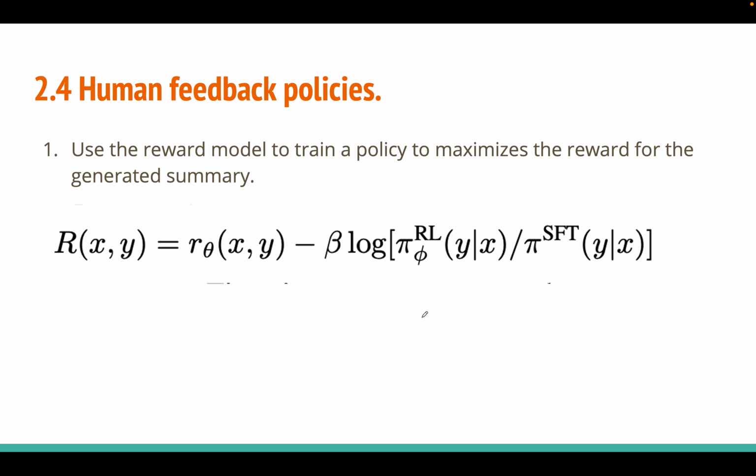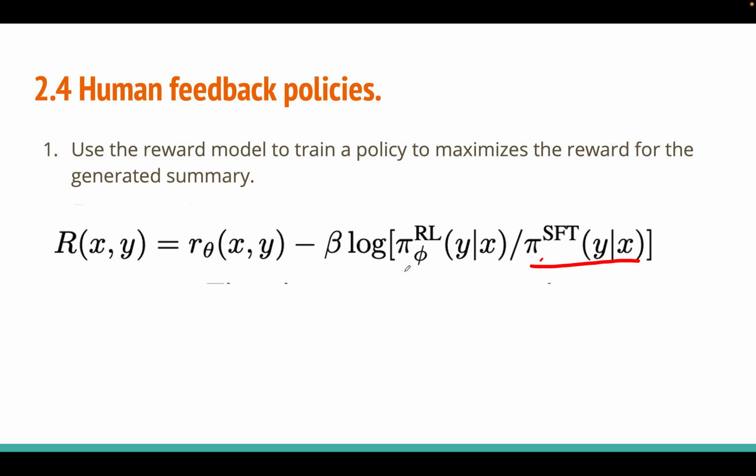Okay, so now that we have the reward model, what do we want to do? Once we have this reward model, we want to use the rewards generated by the reward model in some way to update our policy. The policy is basically our original SFT model. So let's understand this equation clearly. Basically, pi SFT is our original supervised fine-tuned model, which predicts a summary y for a given post x.